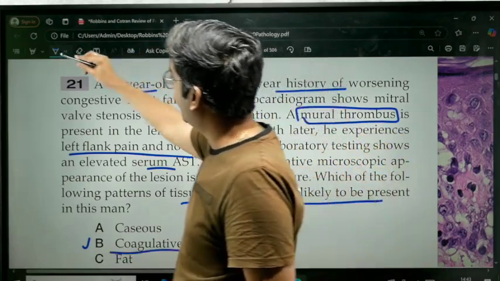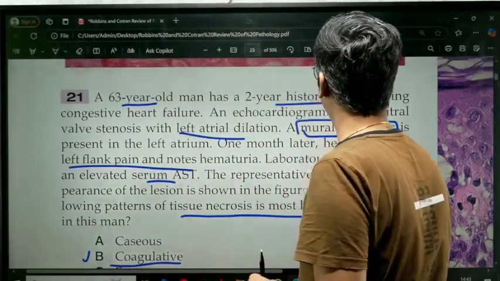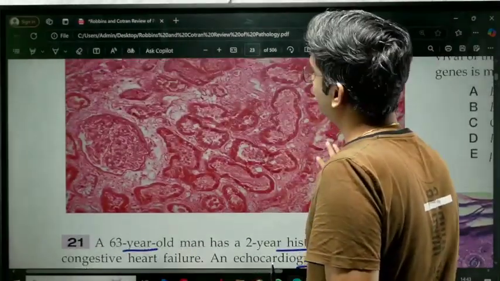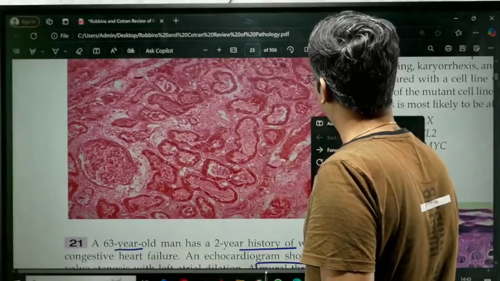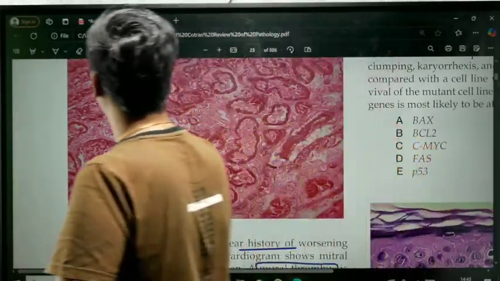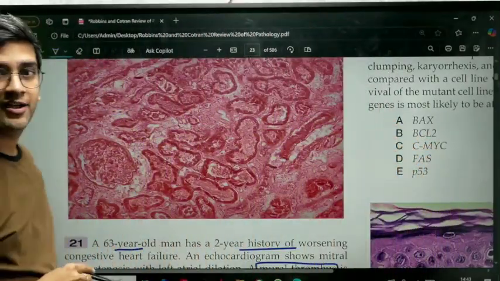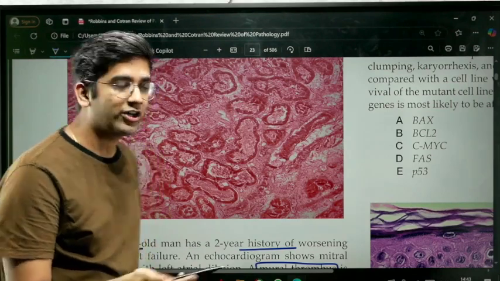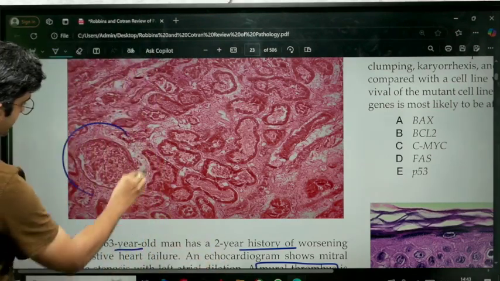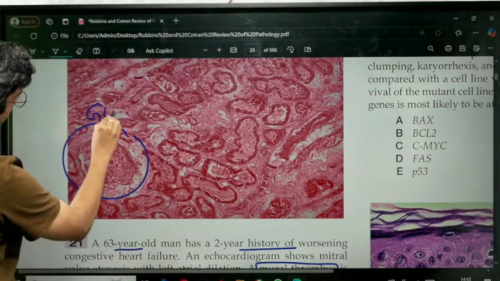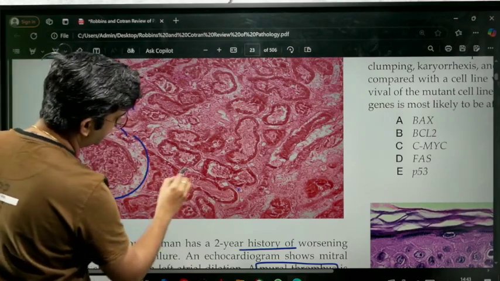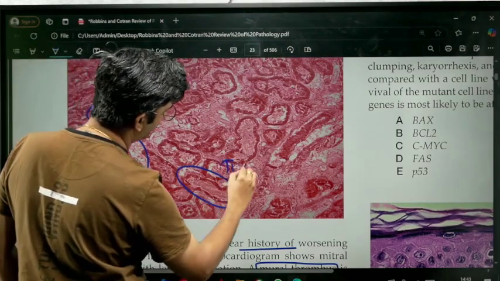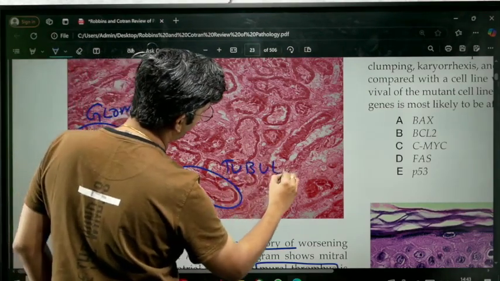Now let's go and take a look at the image, right? We are different people. Undoubtedly, you'll be perfectly right. Look at this. Okay. Completely pink. Completely pink means it is definitely necrotic tissue. And if you look at this circle, that's my glomerulus. It's completely gone. If you look at this, I am 100% sure you will appreciate that these are my tubules.